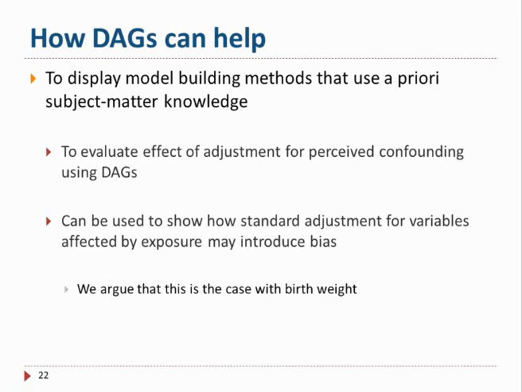Basically, there are some cases where, yes, we want to adjust for that variable, because if we don't, we're going to get a biased estimate. But there are other situations where when we adjust for that variable and put it in the model, it's actually doing us more harm than good. And we're going to argue that this is what is going on with birth weight and the birth weight paradox.